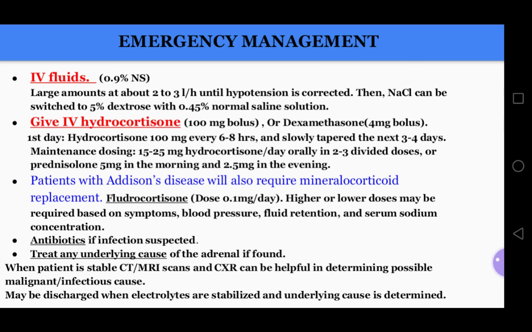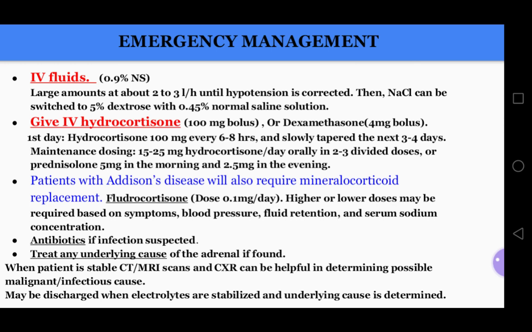First day is hydrocortisone 100 milligram every 6 to 8 hours and slowly tapered over the next 3 to 4 days. Maintenance dosing is 15 to 25 milligram hydrocortisone per day orally in 2 to 3 divided doses, or prednisolone 5 milligram in the morning and 2.5 milligram in the evening.